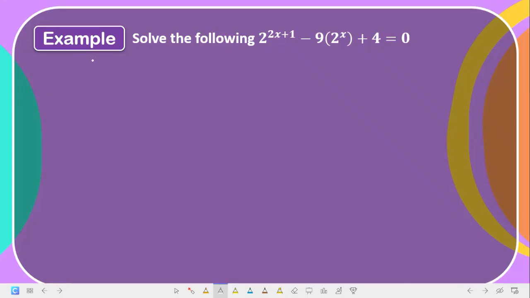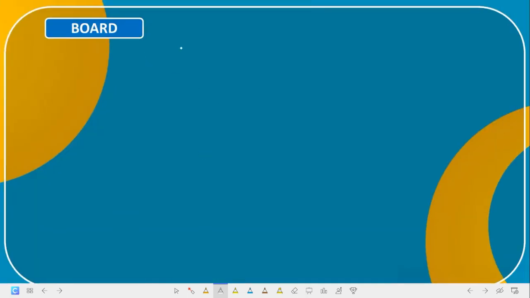The next question says solve the following equation. Now this equation is very tactical because it's going to lead us to a quadratic equation. But let's solve it together. Now you are given 2 raised to the power of 2x plus 1. Now according to the law of indices, if you have a to the power of m times a to the power of n, this can be written as a raised to the power of m plus n. Now in the same vein, if you have a to the power of m plus n, it can also be written as a to the power of m times a to the power of n. Is that clear enough?